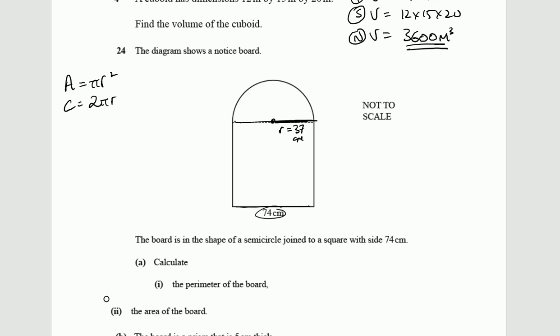Now, with it being a semicircle, I'm looking at half of my circle's area and half of its circumference. Just take note as well that this bottom shape is a square, which means these are 74s as well. So to get the perimeter, I'm going to need to know what this length is over here. Let's pretend this was a full circle. The circumference of that circle would be 2 times pi times r, which we just worked out as 37.